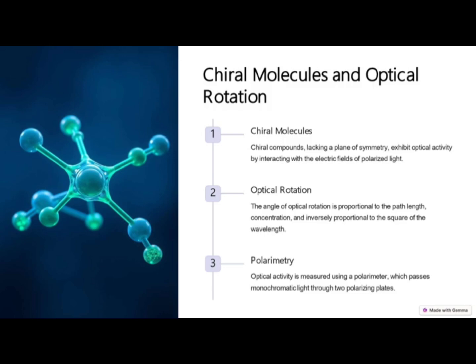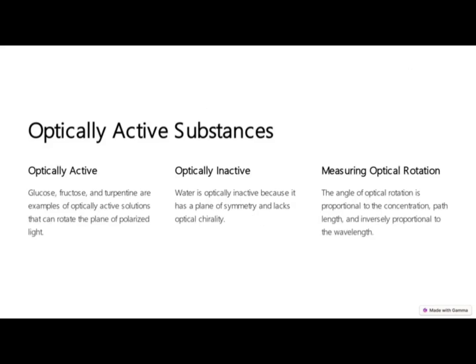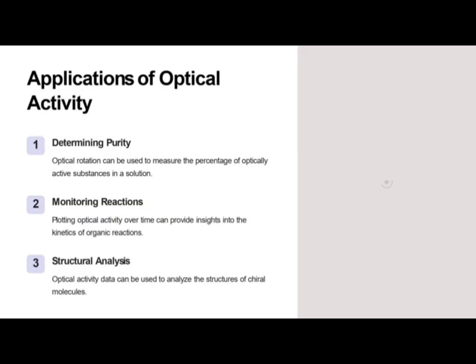Let's see a few examples of optically active solutions. For example, glucose solution, fructose solution, turpentine, etc. They are optically active, whereas water is optically inactive. This is because water has a plane of symmetry, so it is achiral and does not have optical chirality. So we can say that chiral compounds are optically active and achiral compounds are optically inactive.